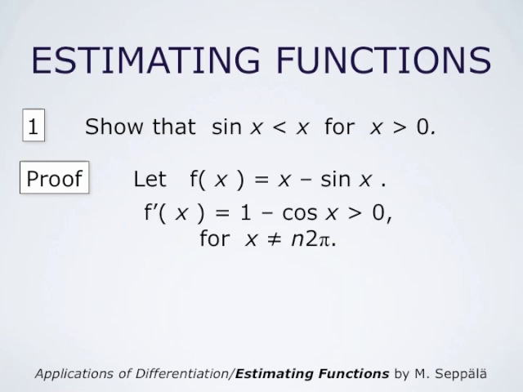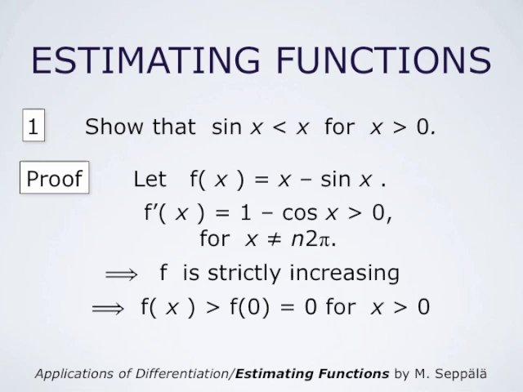Its derivative is 1 minus cosine of x, and this number is positive whenever x is not a multiple of 2 pi. This means that on any interval, the derivative of f of x is positive except for a finite number of points. That is on any finite interval. And this means that the function f of x is increasing on any finite interval, therefore it's strictly increasing, and this means that f of x is larger than f at 0 for x positive. But f at 0 is 0, so this means that x minus sine of x is positive for x positive, and this is what we were supposed to prove.